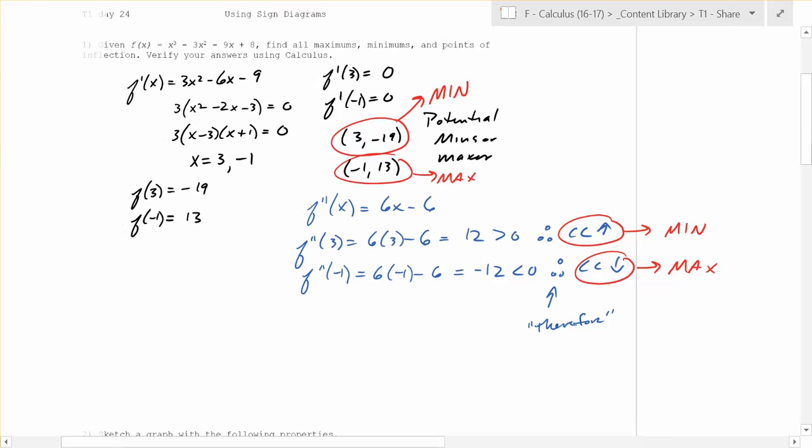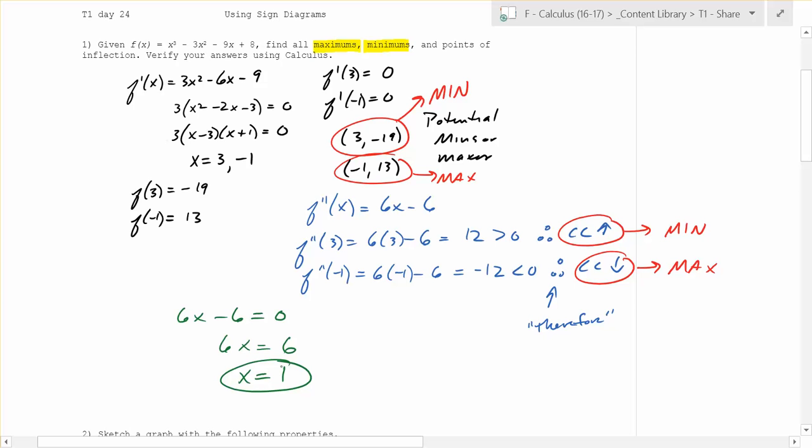Okay, so there's one last type of point we haven't found yet. We found where the mins and maxes are. What else do we need to find now? Points of inflection. Which derivative do we look at for points of inflection? So we take the second derivative, and what do we set it equal to? 0. So f double prime of x is 6x minus 6, and we set that equal to 0. So 6x equals 6. So what does x equal? 1. So that's where the second derivative is equal to 0.